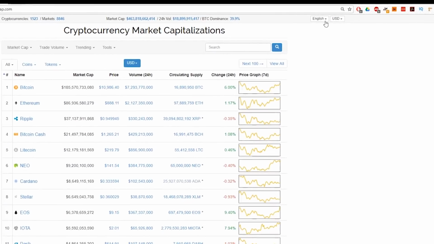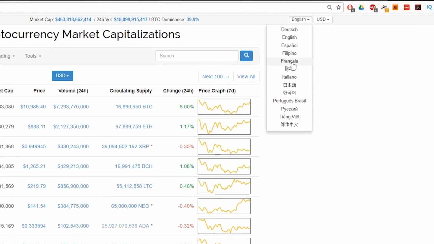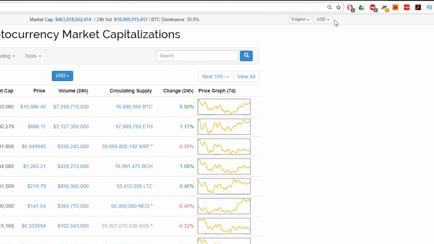So moving along, the next thing here is we have languages. So here's where you can change the language to your native language, and then we have different fiat currencies.